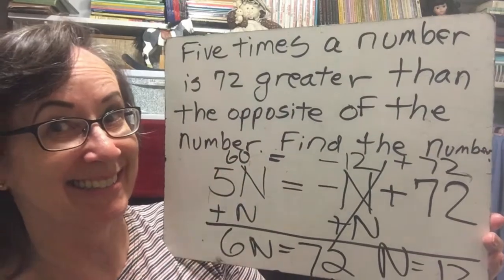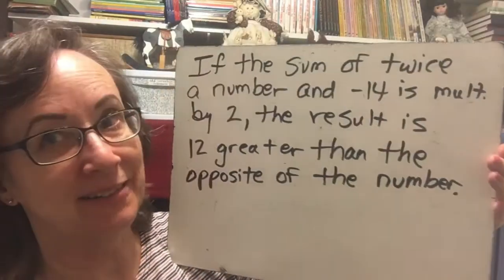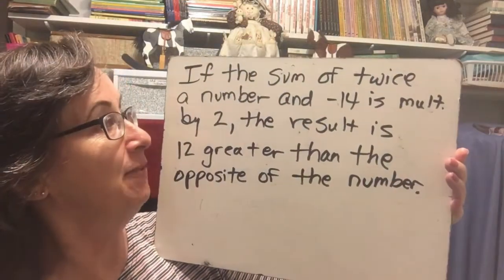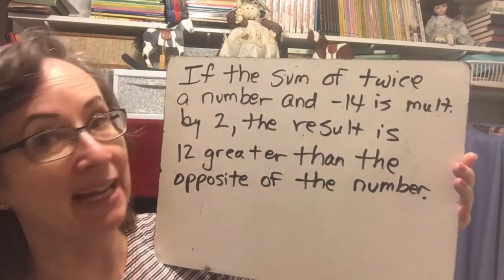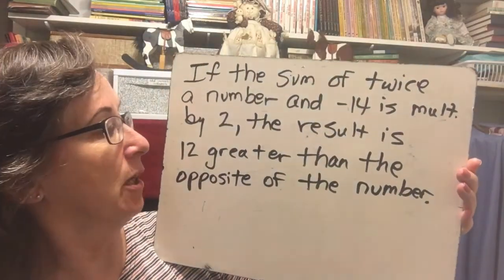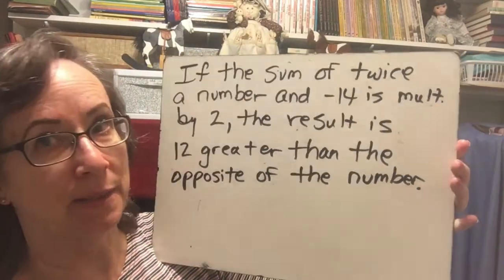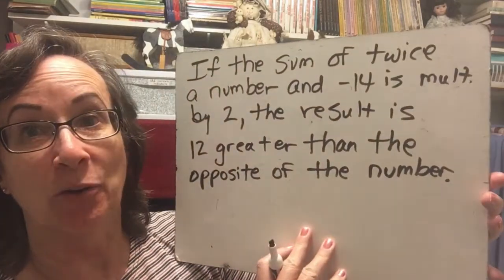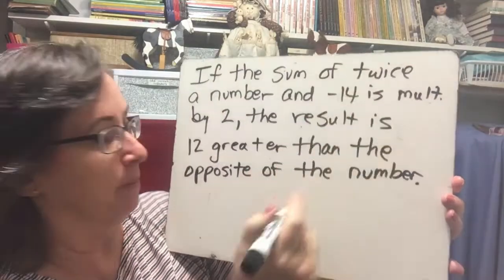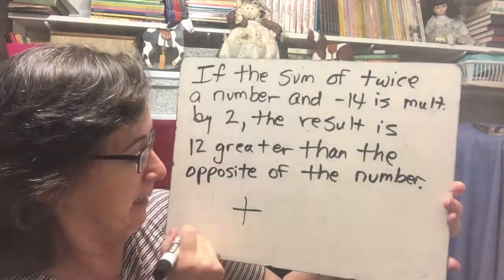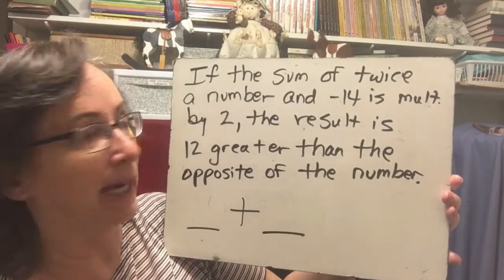And it works. Okay, so this is our next to the last example before we start our practice problems. If the sum of twice a number and negative 14 is multiplied by 2, the result is 12 greater than the opposite of the number. So it's getting a little bit more complicated, isn't it? Right? So we're going to start with if the sum. That means we're going to add two things together. And then it's going to tell us which two things we're going to add together.